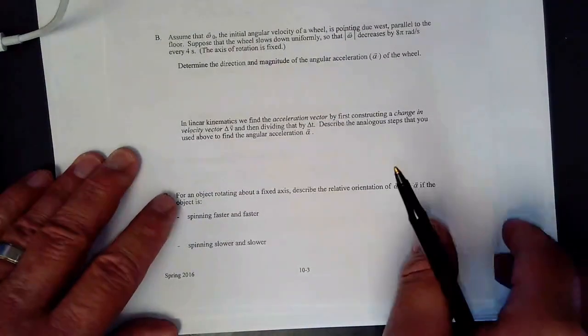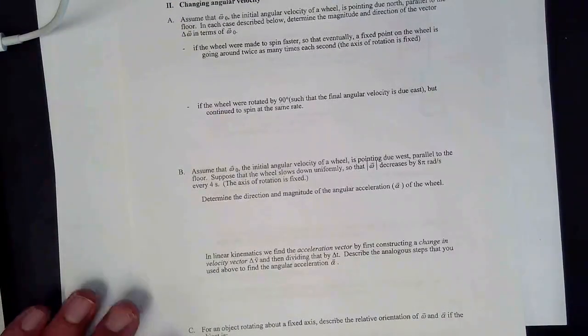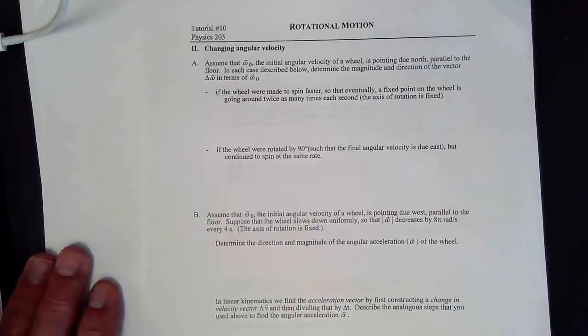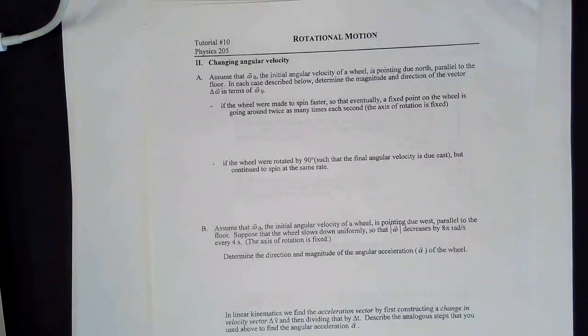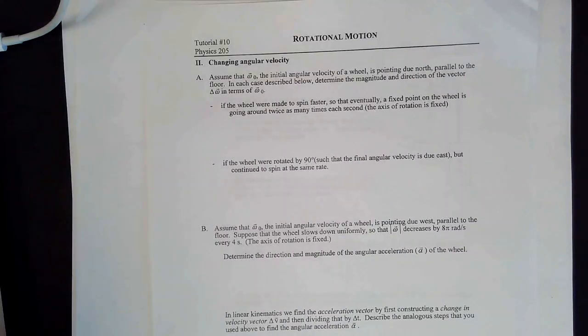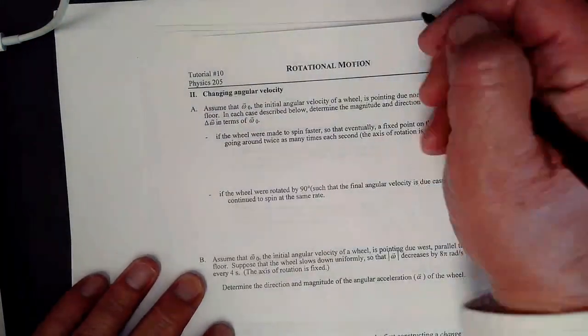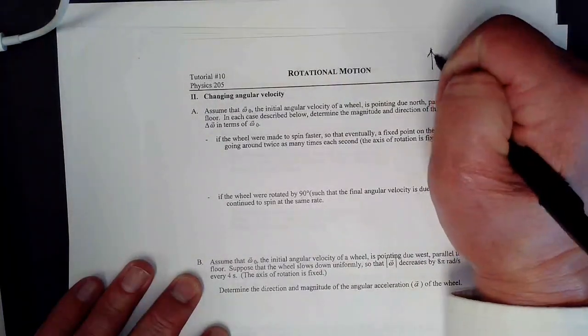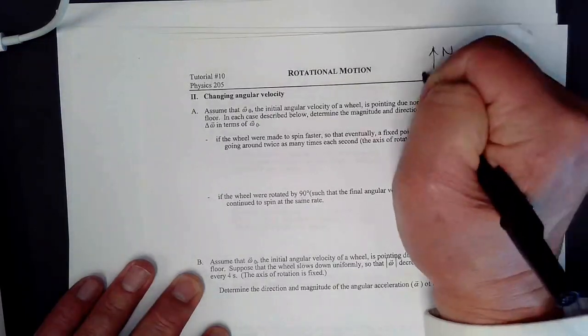Let's talk about changing angular velocity. We dealt with changing linear velocity in the first part of the class, and we called that acceleration. And we're going to find a quantity that is similar to linear acceleration. We're going to call it angular acceleration. Again, we're going to need to set up a coordinate system. Let's call that direction north, this south, this east, and this west.